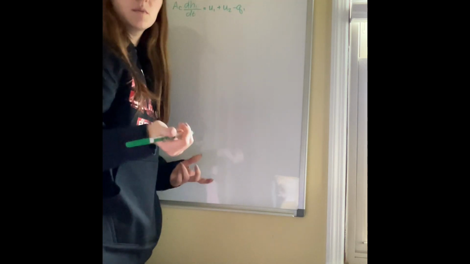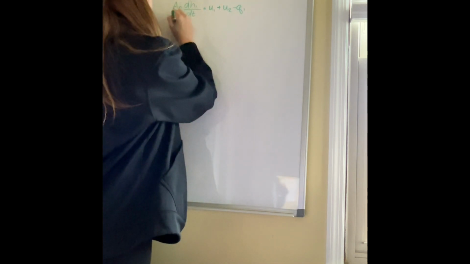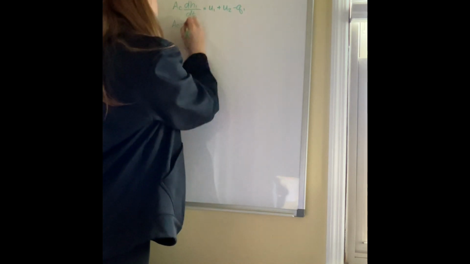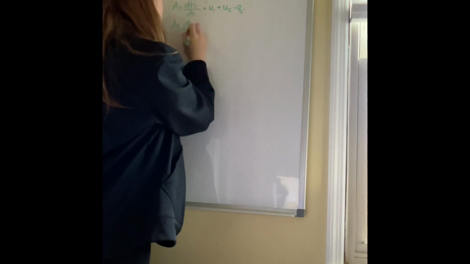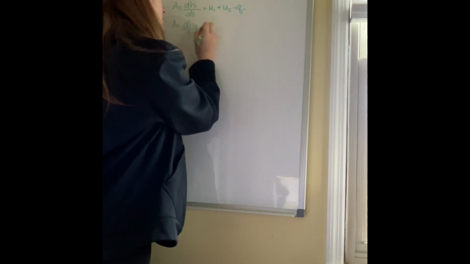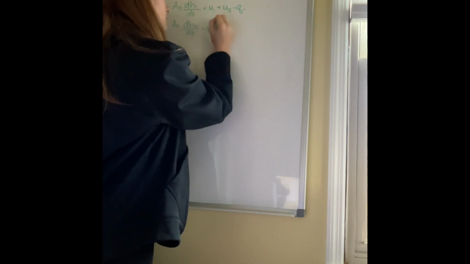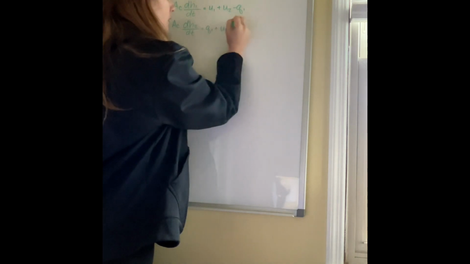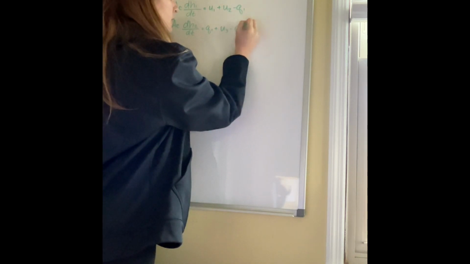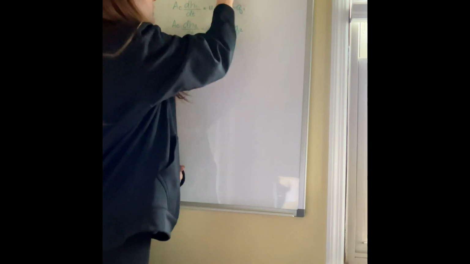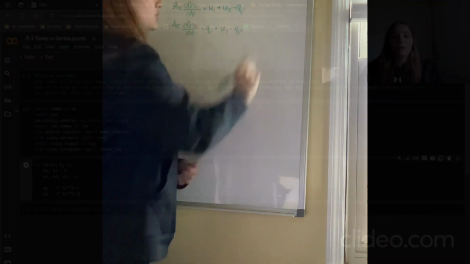And then we can do the same thing for our second tank. So we have AC, our dH2 dt, is equal to Q1 plus U3 minus Q2, since we have our Q1 coming in and our U3 coming in and our Q2 is leaving.